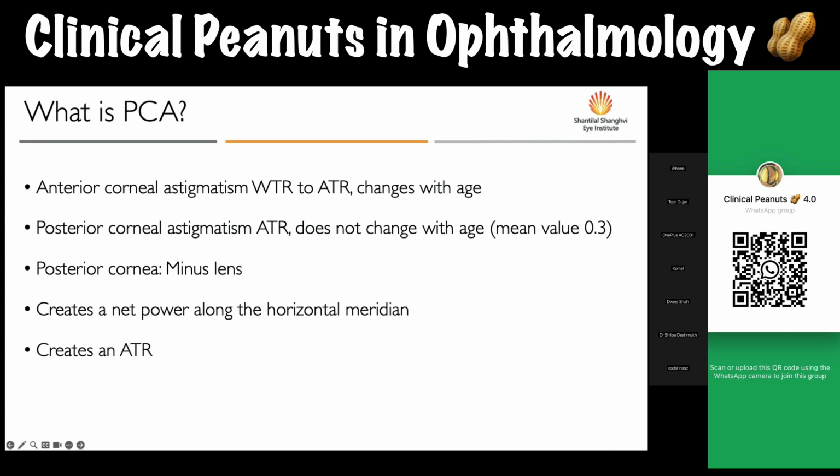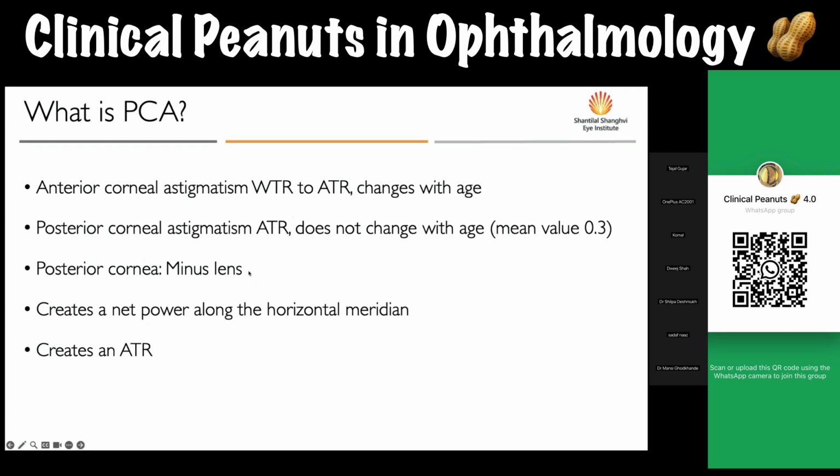Something to take back from this slide is that the anterior corneal astigmatism, as we all know, moves from with the rule to against the rule and changes with age. When you're younger, you're more likely to have a with the rule astigmatism. As you grow older, that slowly shifts to an against the rule astigmatism. Posterior corneal astigmatism does not change with age, and it is roughly somewhere between 0.3 to 0.5.